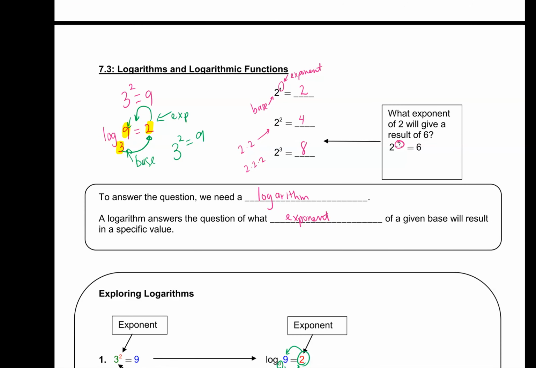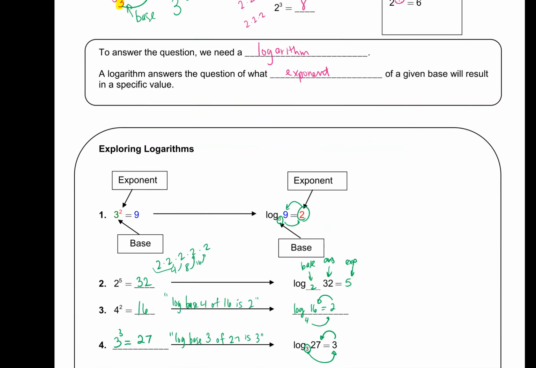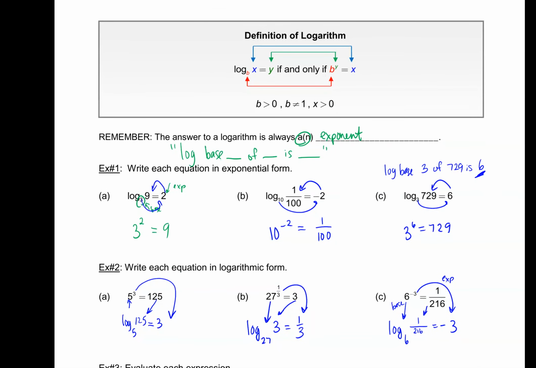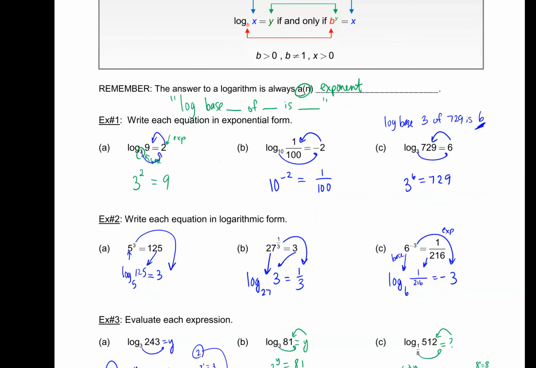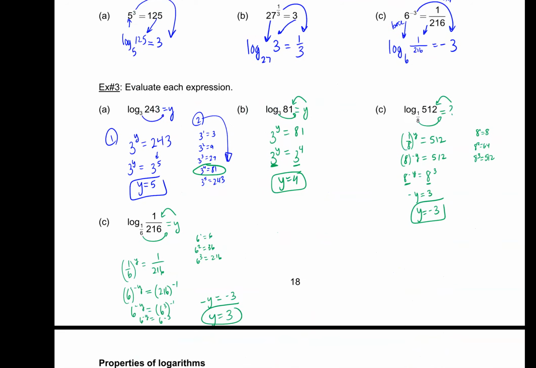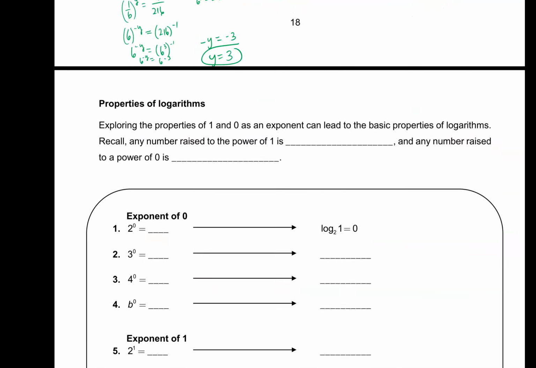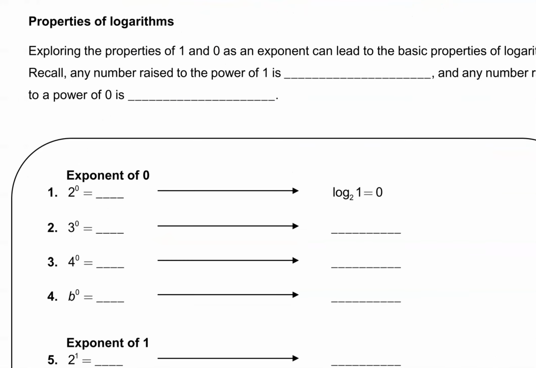what is a logarithm. A logarithm answers the question of what exponent we have to put a base to in order to get a certain number. So the answer to a logarithm is always an exponent. We learned how to convert between logarithmic form and exponential form. Example 3 is all about putting 7.2 back together by solving. And now we're going to talk about certain properties of logarithms.